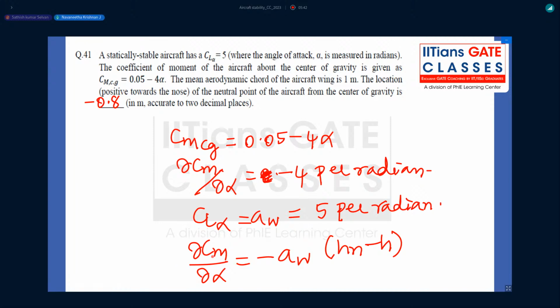While finding the neutral point, that is a different scenario. By the definition of the neutral point, Hn is the location where dou Cm by dou alpha is equal to 0, because the pitching moment doesn't change with respect to angle of attack or Cl about the neutral point. Okay, but there is a CG location also in this, right? There is not only the neutral point location. The definition of neutral point says that, but the definition of center of gravity doesn't say that. Is that clear?